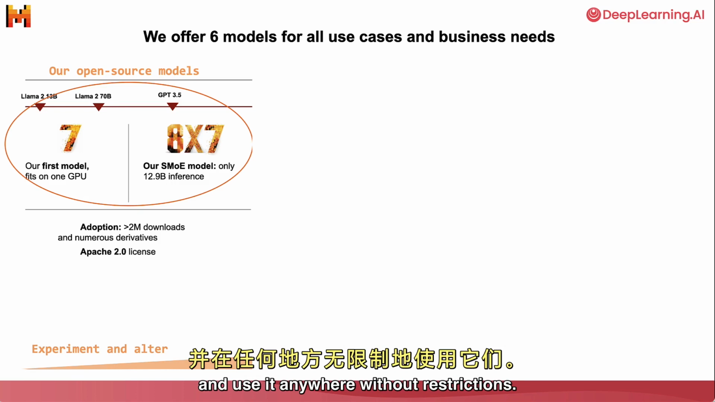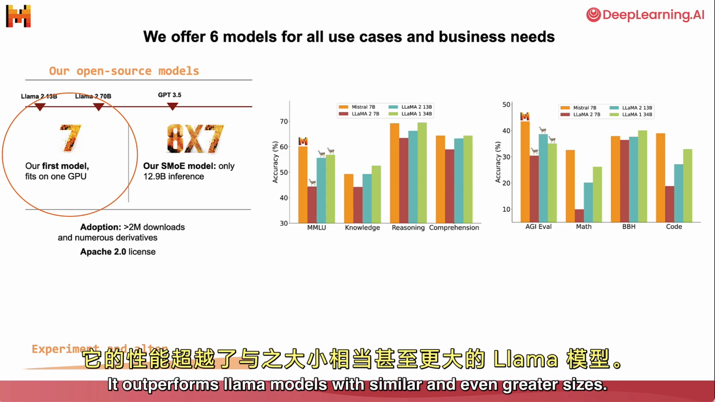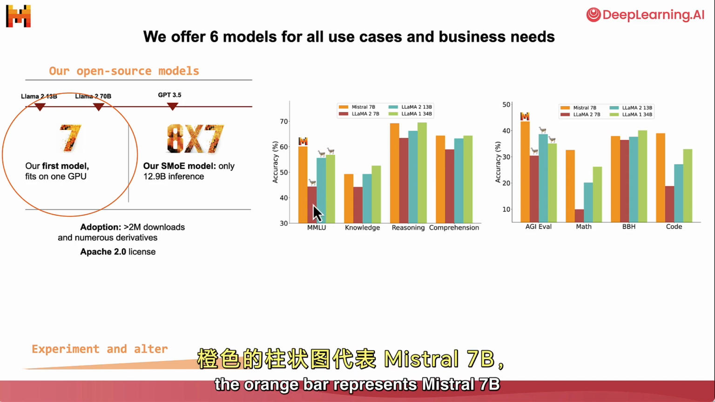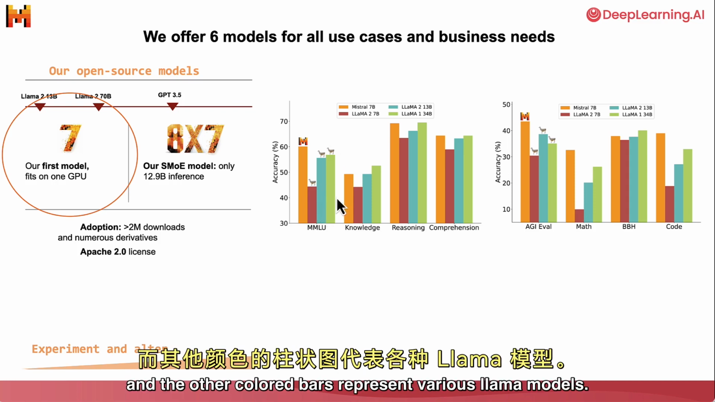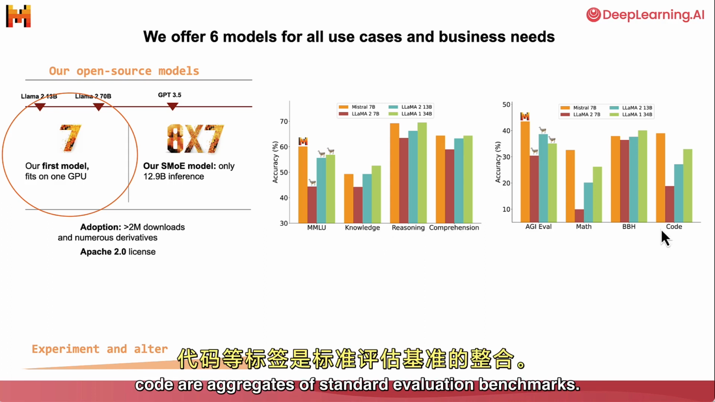without restrictions. Mistral 7B is our first model that was released last September. It outperforms Llama models with similar and even greater sizes. You can see in the chart, the orange bar represents Mistral 7B, and the other colored bars represent various Llama models. On the horizontal axis, these labels like knowledge, reasoning, code are aggregates of standard evaluation benchmarks.